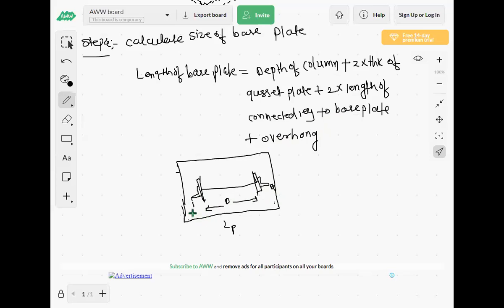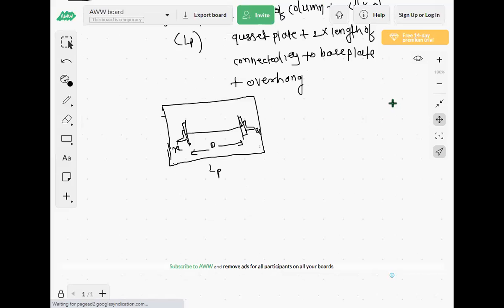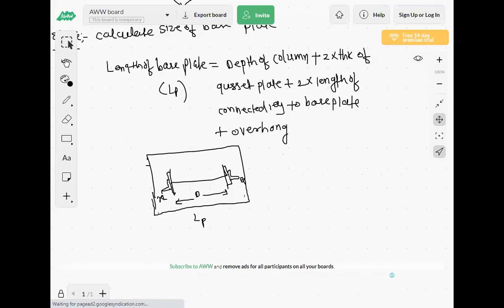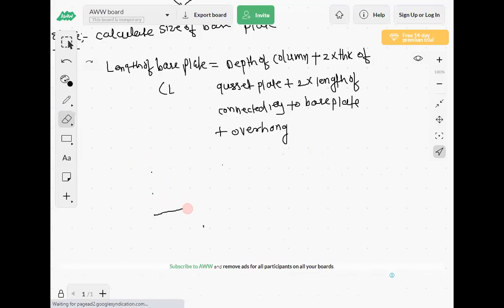So overhang may be x. We will assume this side x and this side x. So in this way we can calculate the length of plate. So this overhang we have to calculate again. Are you getting? So here this length of base plate is nothing but LP. Length of plate is nothing but LP. So now this is the length of plate. But this formula for length of plate is for the bolted connection.